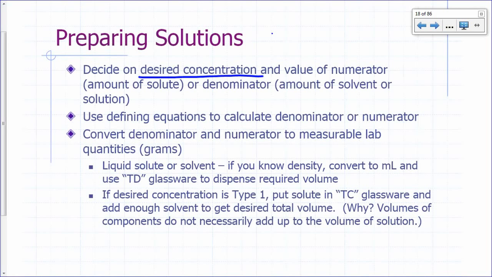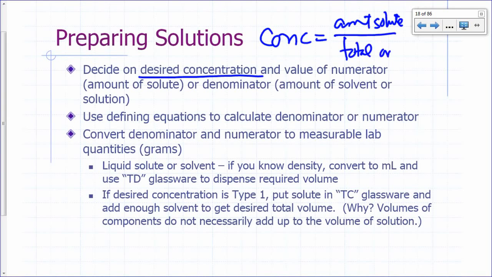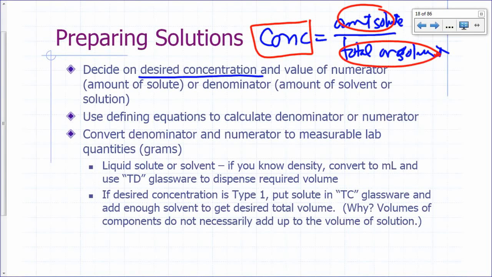Remember when we define concentration, you have the amount of solute or solvent in the numerator over the total, or the solvent, in the denominator, right? So if you know what concentration you want, you have to decide on one of these other two, and then you can figure out the other one. So you use the defining equation to calculate the other one.